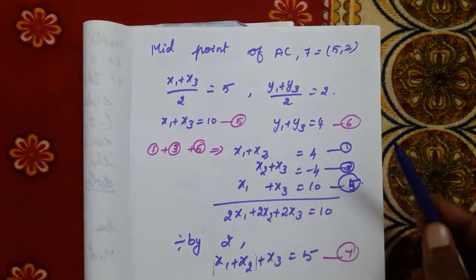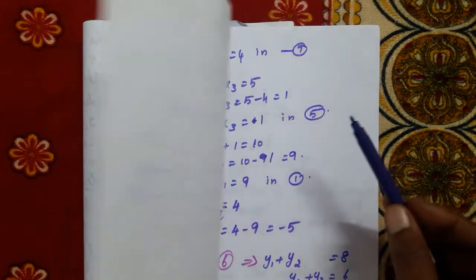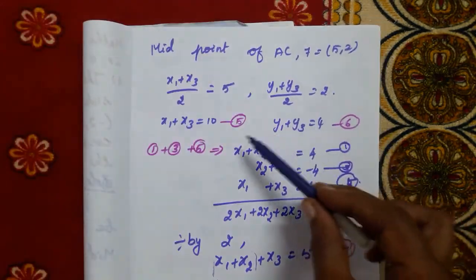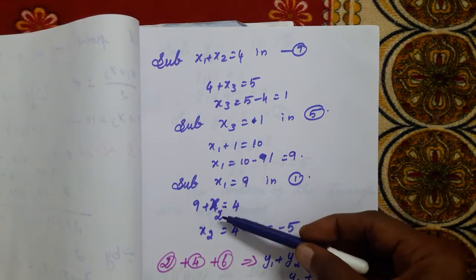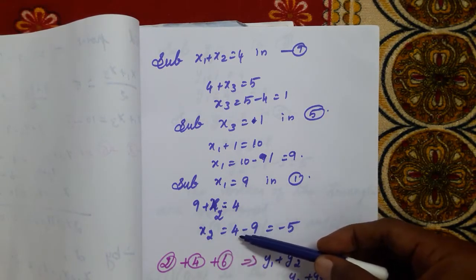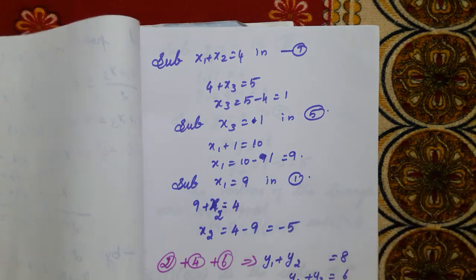What is equation 1? x1 plus x2 is equal to 4. Here, x1 in place of 9, when we are substituting. What will we get? x2 is equal to 4 minus 9 is equal to minus 5.